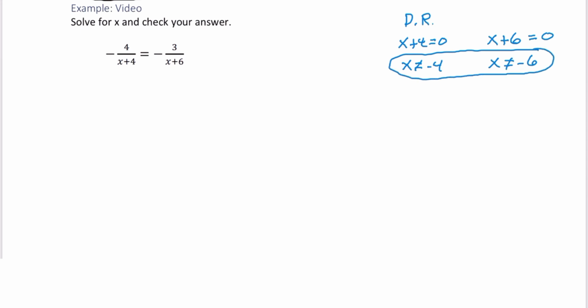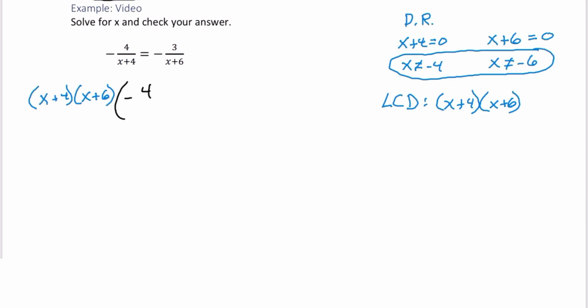Up next, we'll look for the LCD. The first denominator is x plus 4. The second denominator is x plus 6. Next, we want to multiply by the LCD. We'll multiply every term by that LCD. We have negative 4 over x plus 4. Set that equal to, again, we need the LCD, times negative 3 over x plus 6.